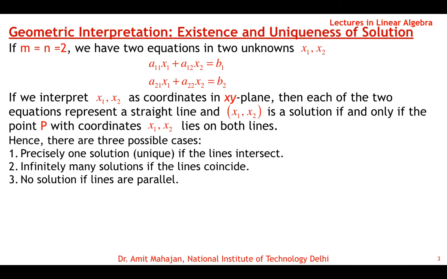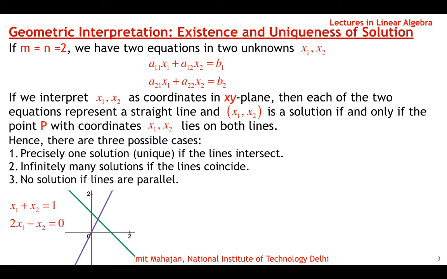There are three possible cases here. Precisely one solution, or a unique solution, is possible if these two straight lines intersect at a unique point. Or if the two straight lines overlap from one end to another and the whole line coincides, then we will have infinitely many solutions. All the points on the line will satisfy both equations. And in case these two lines are parallel, they will not meet at any point, and so we will have no solutions. So, no solution if lines are parallel.